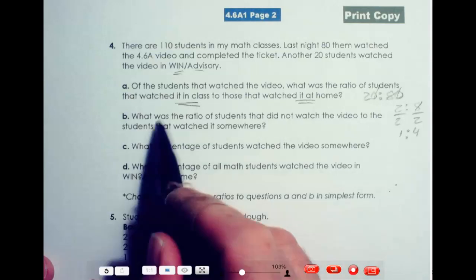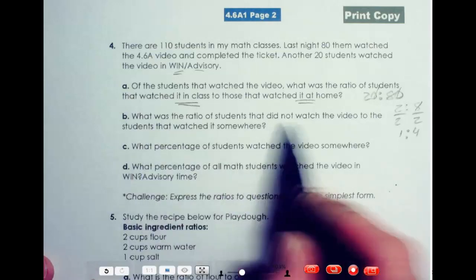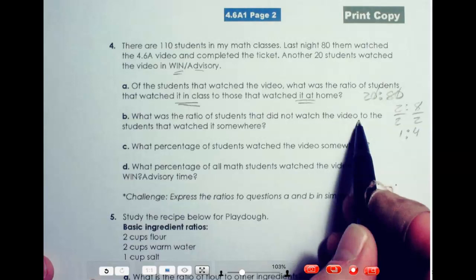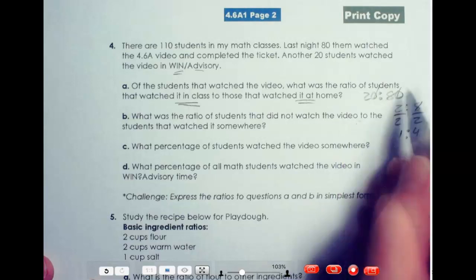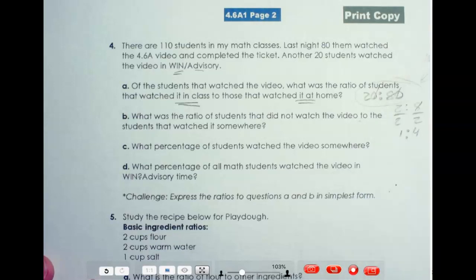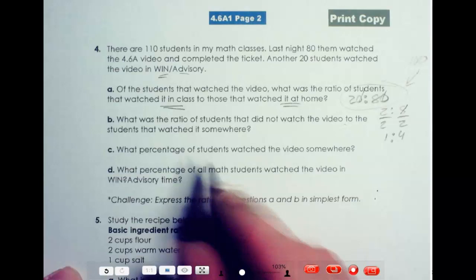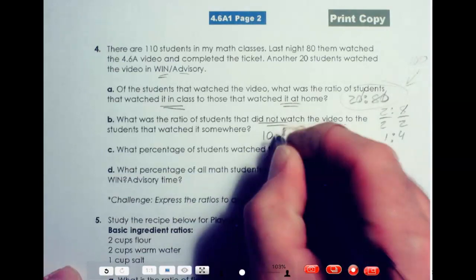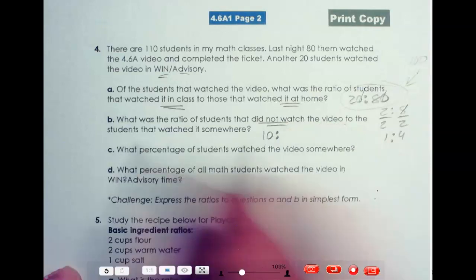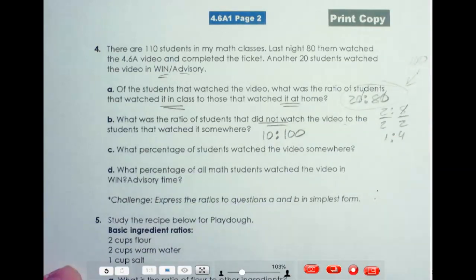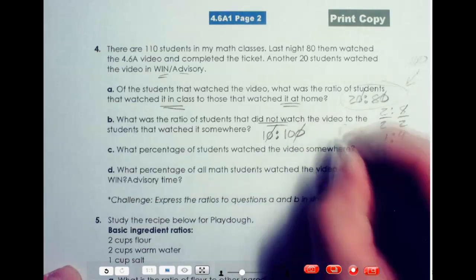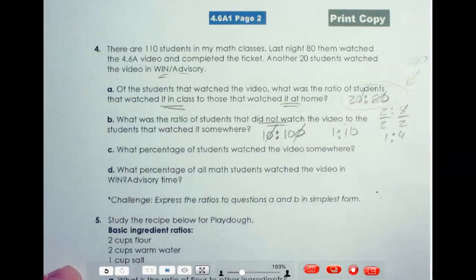Okay. What was the ratio of students that did not watch the video to the students that watched it somewhere? Well, did you notice here that this only represented 100 students? There's 110 total. So that's what I know you were thinking about. It's like, hey, Dudley, your numbers don't add up. Well, they actually do. Not everybody watched it. So there was 10 kids that did not watch it to the students that watched it somewhere, 100. Again, we could divide these by 10 and get that down to 1 to 10 as I reduce that ratio into simplest form.